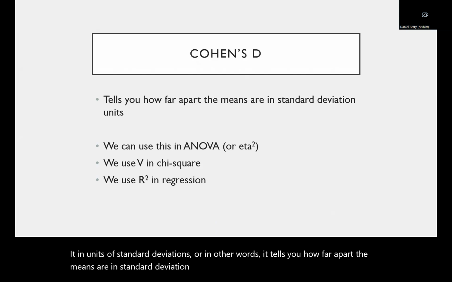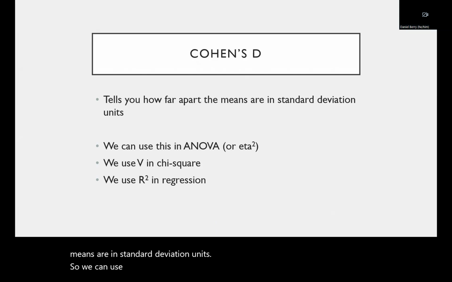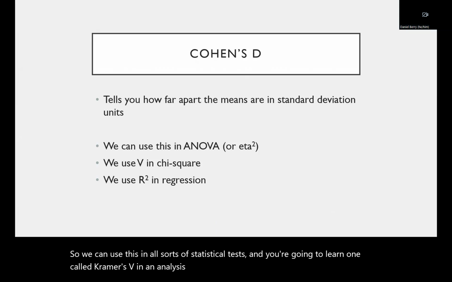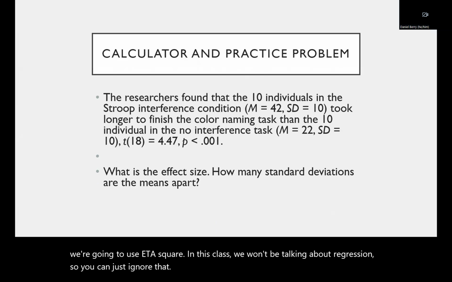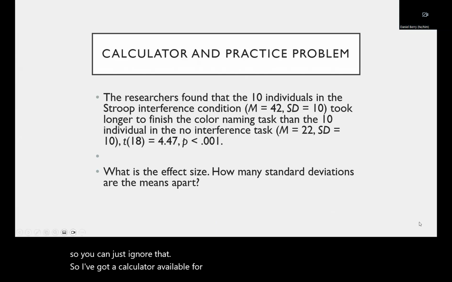So we can use this in all sorts of statistical tests. You're going to learn one called Cramer's V in an analysis called chi-square. When we talk about ANOVA, we're going to use eta square. In this class, we won't be talking about regression, so you can just ignore that. I've got a calculator available for you on D2L that can help you to calculate effect sizes.